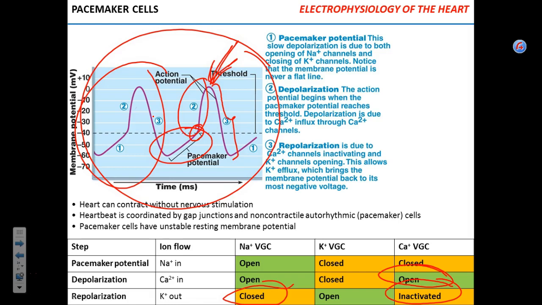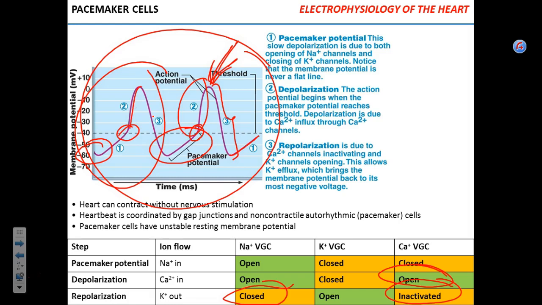Now here's the deal. When the cell is completely repolarized, when it reaches its resting membrane potential, at this moment sodium channels automatically open. And sodium starts to flow back into the cell. What happens to the membrane potential as sodium flows into the cell? It becomes more and more depolarized. So you have that pacemaker potential again. Does that make sense? Then the pacemaker potential reaches the threshold, and you've got depolarization due to the calcium.